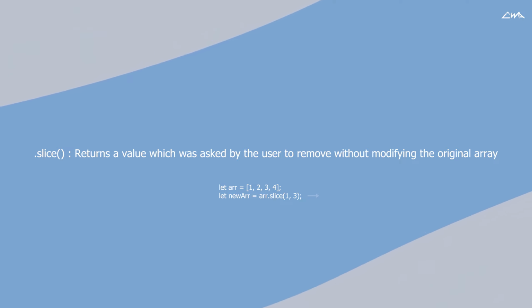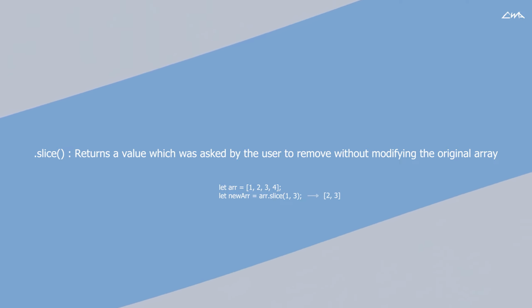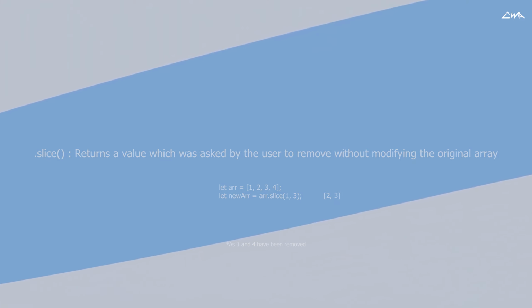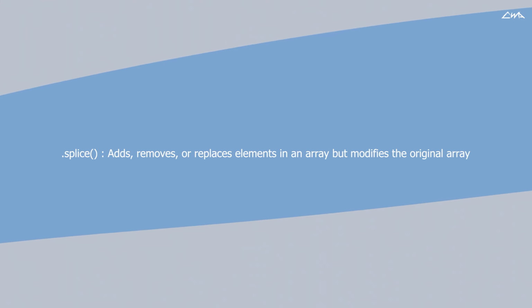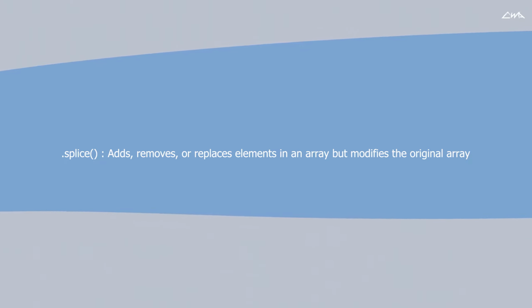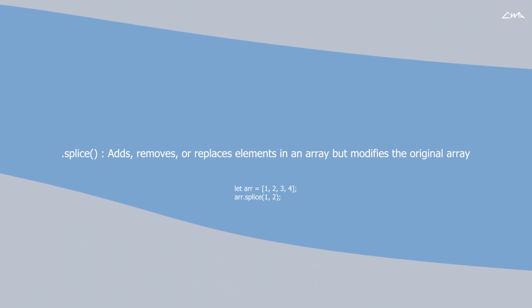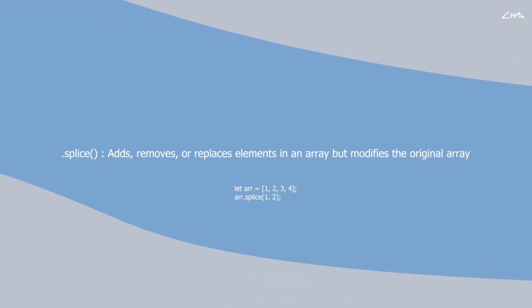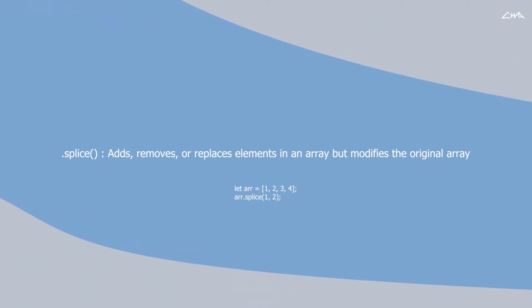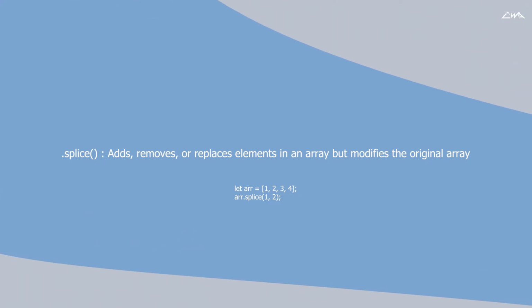So the value for new arr is 2, 3, as 1 and 3 have been removed. Next we have .splice. It adds, removes or replaces elements in an array but modifies the original array. For example, let arr equals 1, 2, 3, 4. arr.splice 1, 2. To understand this, let's first understand how splice works.